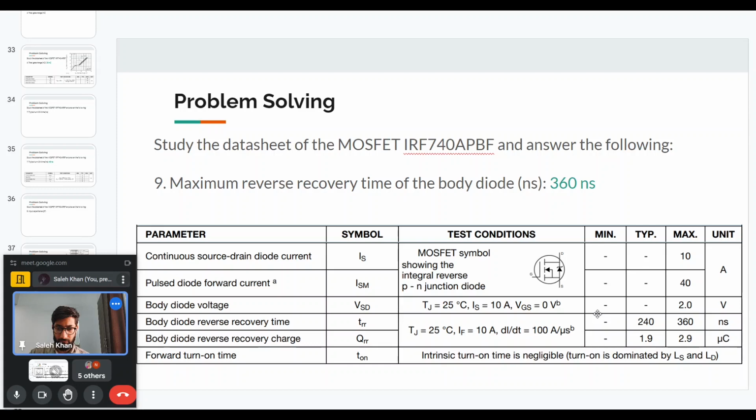Because this is the test condition, it also depends on the IF. It will also depend on di/dt. Some datasheets will give the TRR at different di/dt values as well. Even though here it is at the same di/dt, some datasheets can give it at different di/dt values, and then the TRR will again change.